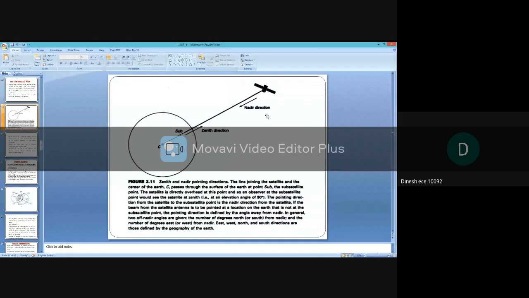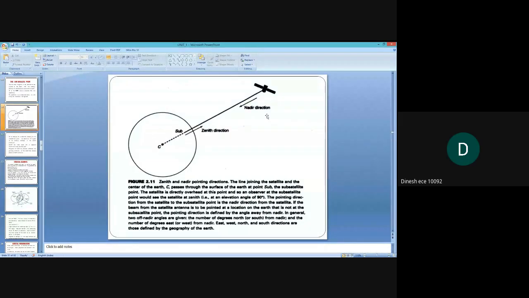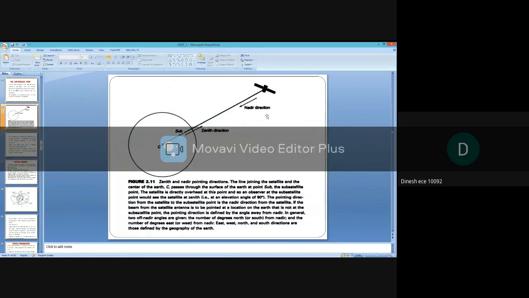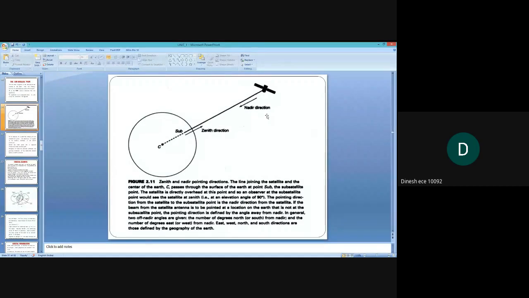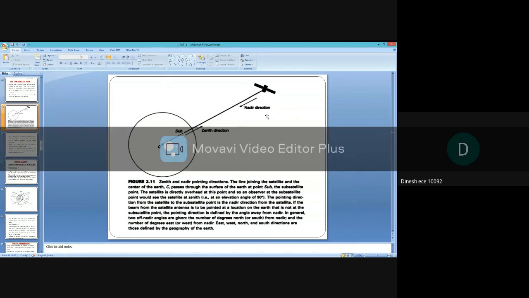So the satellite focuses to the Earth. The zenith and nadir pointing directions are shown here. The zenith direction is the direction where the line joining the satellite and the center of the Earth passes through the surface of the Earth at that point. The satellite is directly overhead at this point, so an observer at the subsatellite point would see the satellite at zenith, at an elevation angle of 90 degrees. The pointing direction from the satellite to the subsatellite point is the nadir direction.